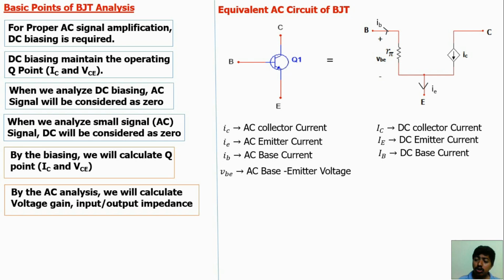Small vbe means the AC base to emitter voltage. Capital VBE means the DC base emitter voltage. If you know the relations between the AC parameters and DC parameters, then only is the small signal analysis concept very easy. So now we are going to find the relations between the AC parameters and DC parameters.